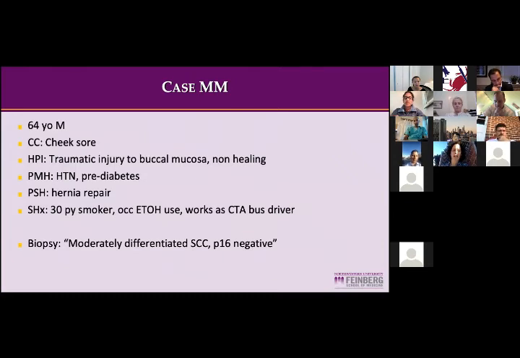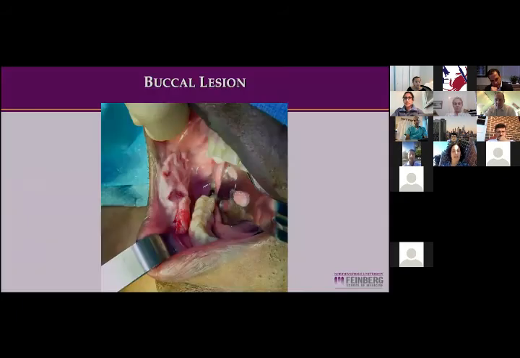Of note, he was a 30-pack year smoker, had quit the month prior to presentation at an outside hospital. Occasional alcohol use, worked as a bus driver. His biopsy at an outside hospital demonstrated moderately differentiated squamous cell carcinoma, P16 negative. And this is a photo of the lesion.